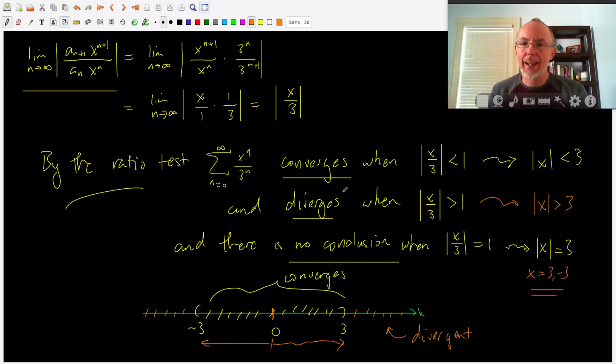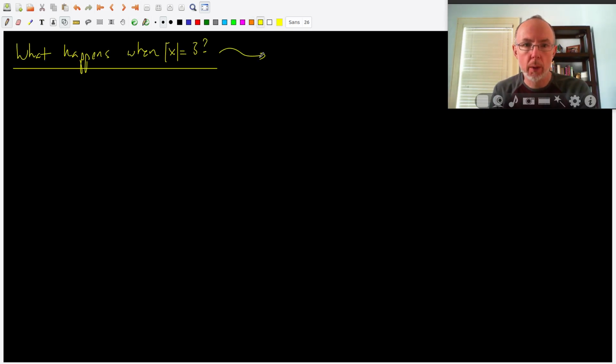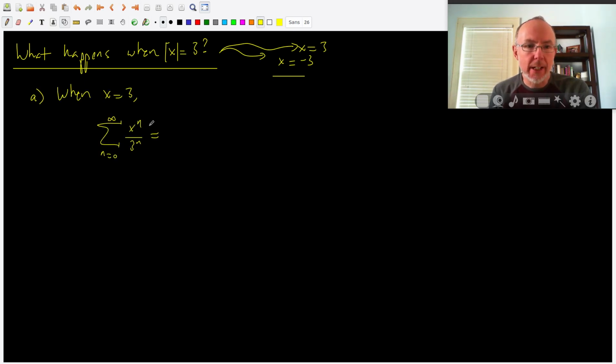So let's plug into the series and try and work out what happens at those points specifically before we come back and make a conclusion. So we have two sort of possibilities to look at. The absolute value of x is equal to 3 when x equals 3 and when x equals minus 3. Let's consider each of them separately. So when x equals 3, I'm literally going to plug in that value, right? If x is 3 everywhere, then this becomes the sum from 0 to infinity of 3 to the n over 3 to the n. Well, I can simplify that one.